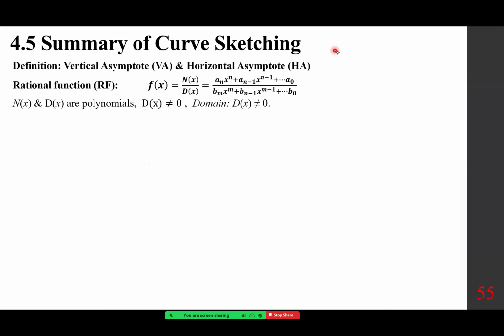Summary of curve sketching. Definitions: vertical asymptote (VA) and horizontal asymptote (HA). We have a rational function f of x in the form n of x over d of x. N represents the numerator and d represents the denominator. The numerator is a sub n x to the power of n all the way to a sub 0. The denominator is b sub m x to the power of m all the way to b sub 0. N of x and d of x are both polynomials. D of x, the denominator, can never be 0, and the domain is whatever you have to exclude here. D of x cannot be 0.